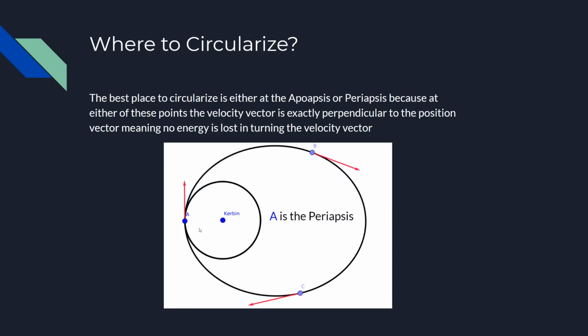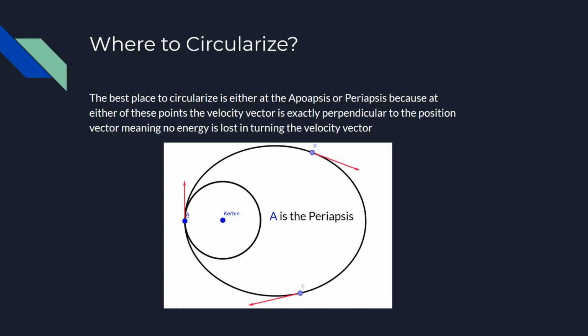Do you want to circularize your orbit? If you want to use the least amount of fuel, you want to do it either at the periapsis or the apoapsis. That is because at those two points, your velocity vector will be perpendicular to your position vector. So that means that you don't have to spend any fuel turning the velocity vector.